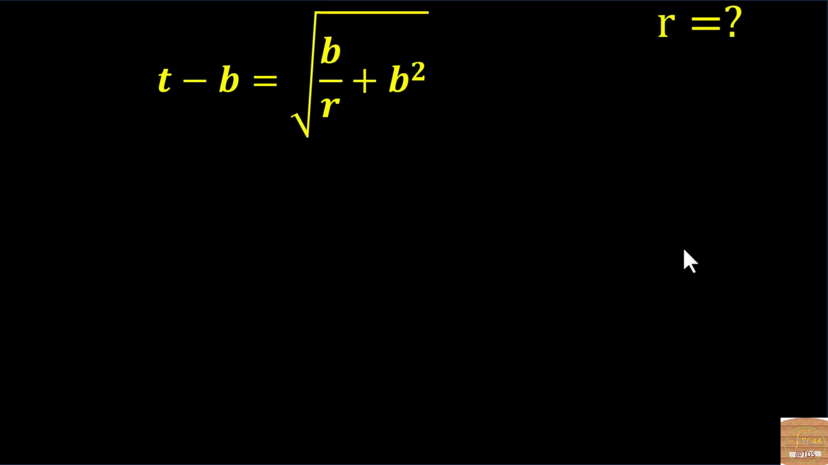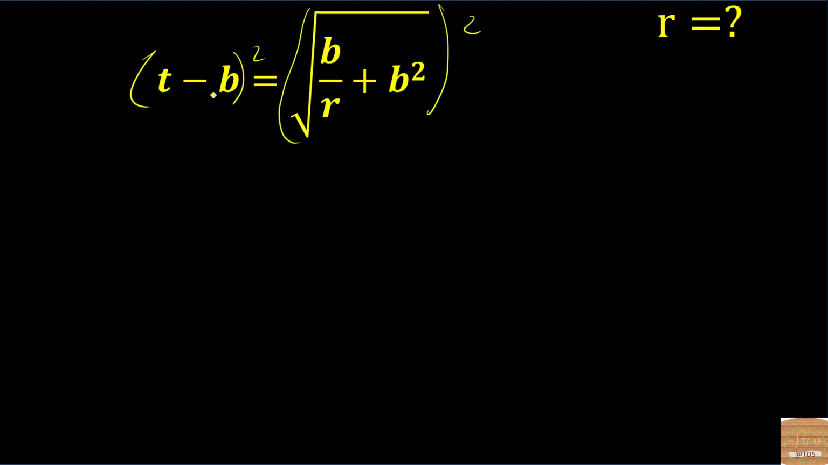Now let's look at this example. That will be the last one. We can also try this as well. So we have t minus b equals the square root of b on r plus b squared. Okay, so let's square both sides.